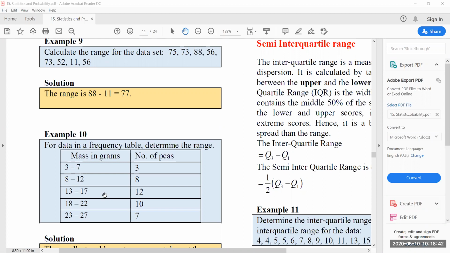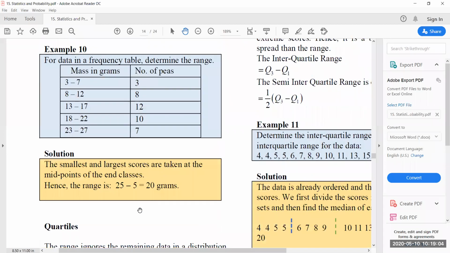Remember, we just add them and we divide by 2, right? So 3 and 7 is 10, divided by 2 is 5, and 23 plus 27 is 50, divided by 2 is 25. So now to get the range, it will just be 25 take away 5, and we'll get 20. Correct, right? So the range is really 20. Everybody okay?